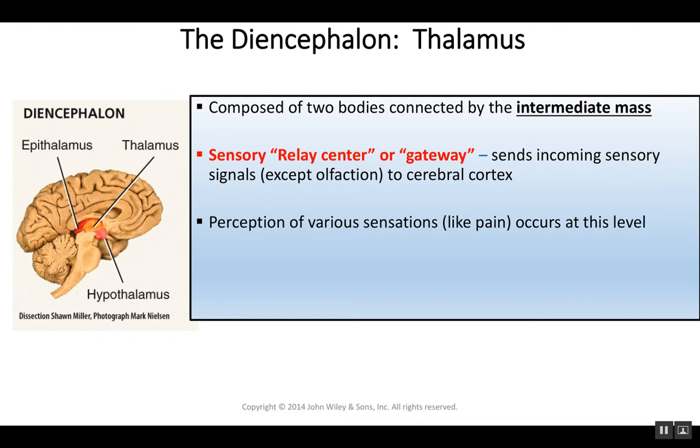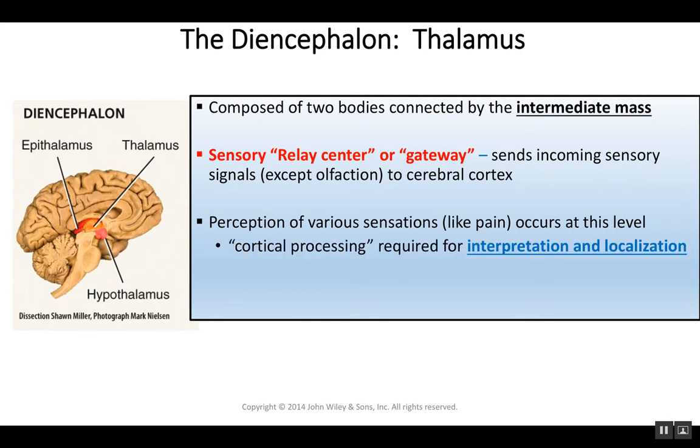It also is involved in the perception of these senses like pain, but not the localization of the pain. So your thalamus gives you the perception that you're in pain, but it doesn't know where that pain's coming from. To determine where that pain's coming from, you need your cerebral cortex. We call that cortical processing. That helps you do more of the interpretation and localization of the pain.